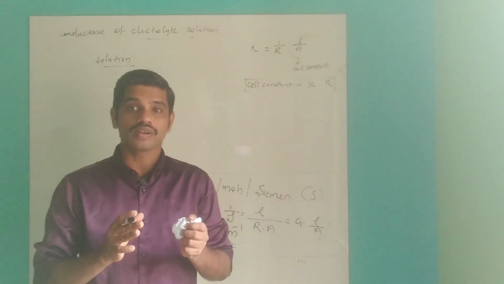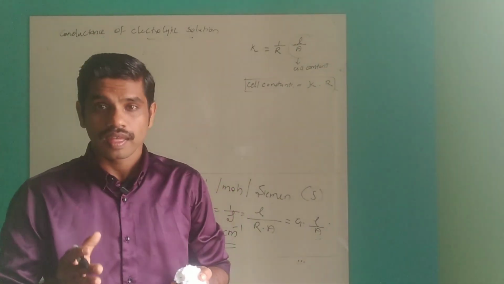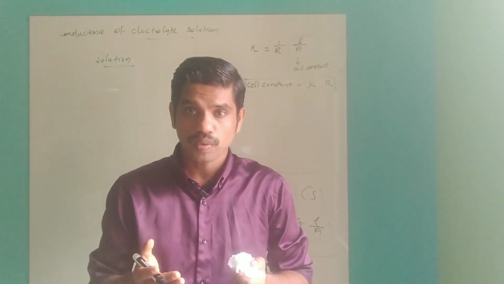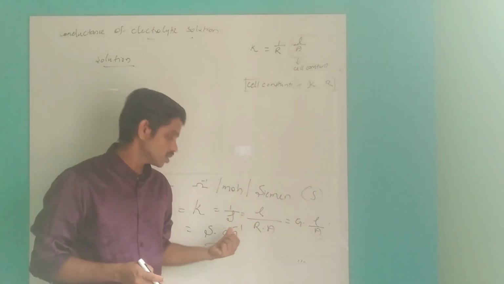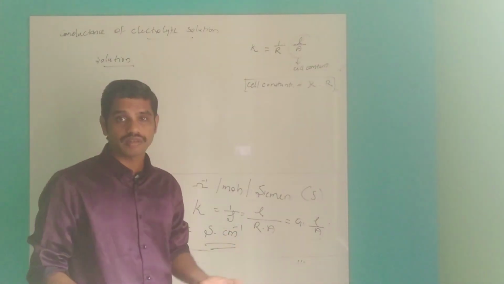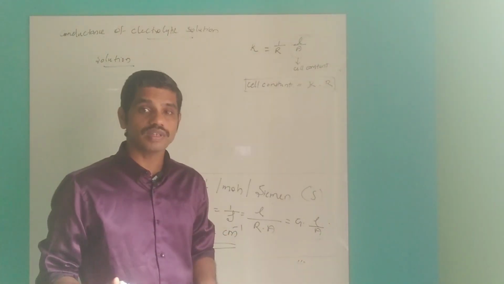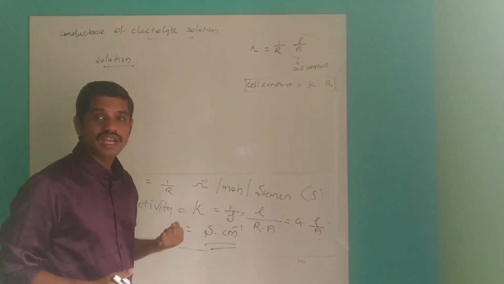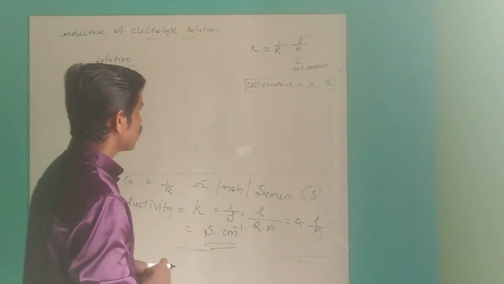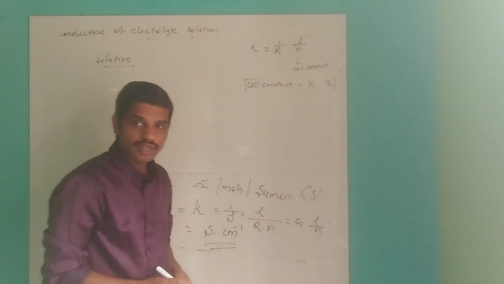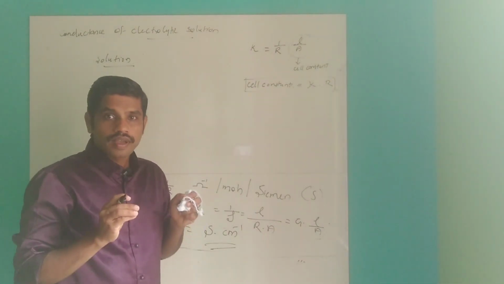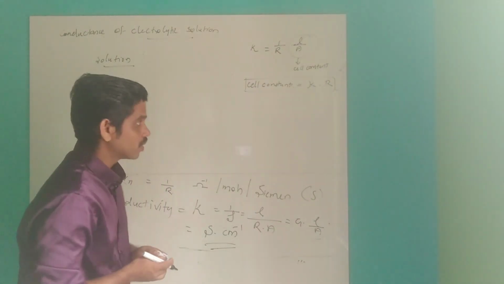In problems we need the unit. Then we can understand what is given. By knowing the unit we can find the answer. So it is Siemens per centimeter or Siemens per meter. In SI unit it is Siemens per meter. Now, how will we measure the conductivity of the electrolyte? That's the question.